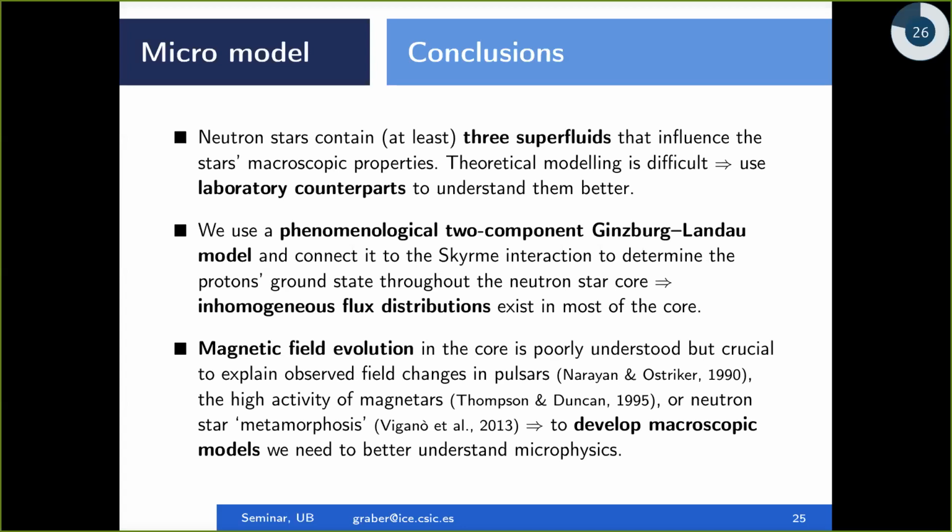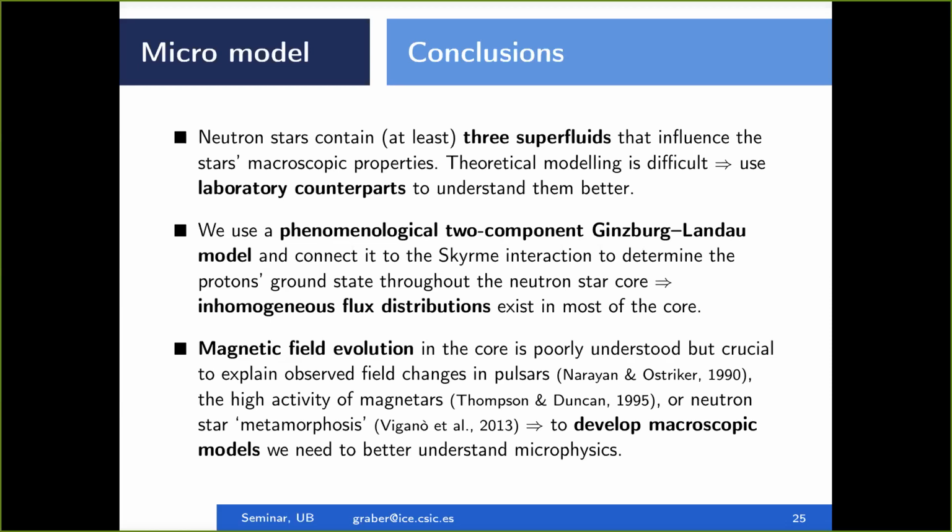All right, conclusions. So just to recap, we have these at least 3 superfluid components in the interior of the star that influence the macroscopic properties of this system. It's pretty difficult to write down models of their macroscopic nature. So I really like this idea that you use laboratory counterparts to develop a better understanding, because I sometimes really need some intuition to write down an equation. I can't just do that from first principles from scratch.